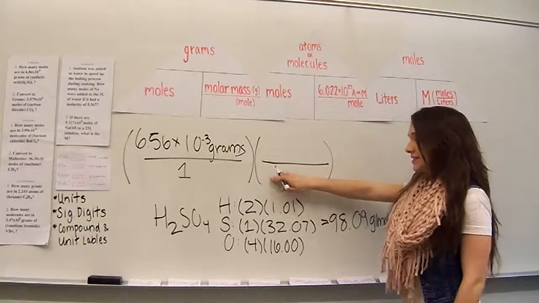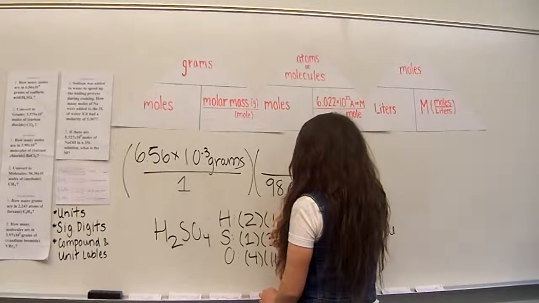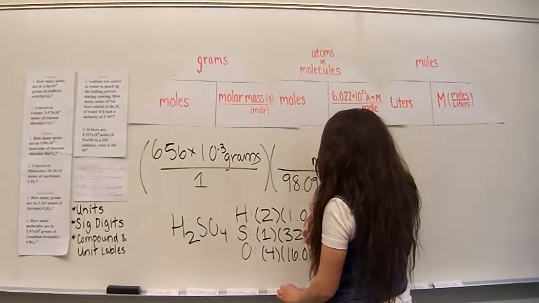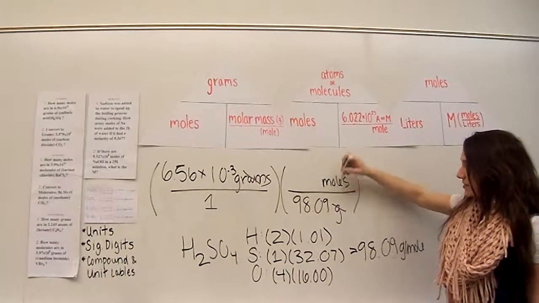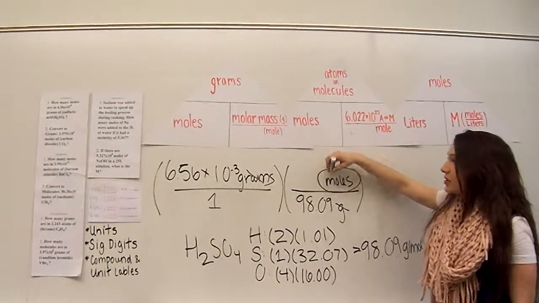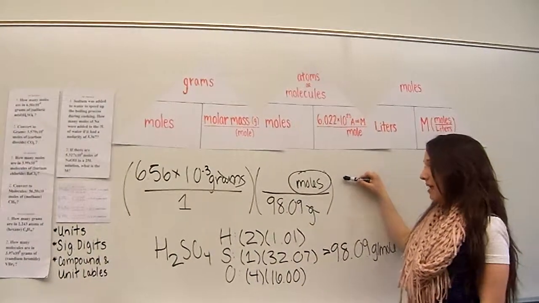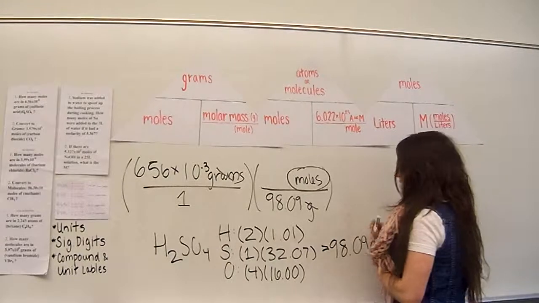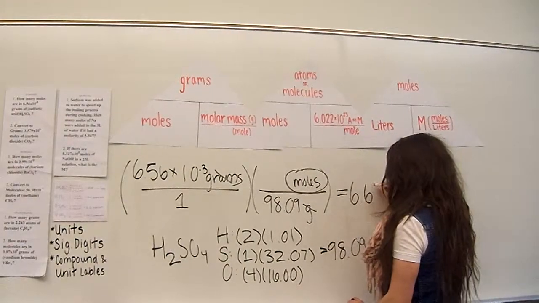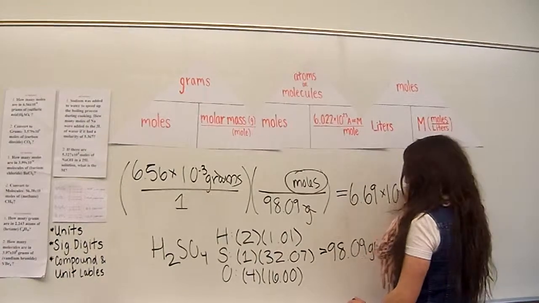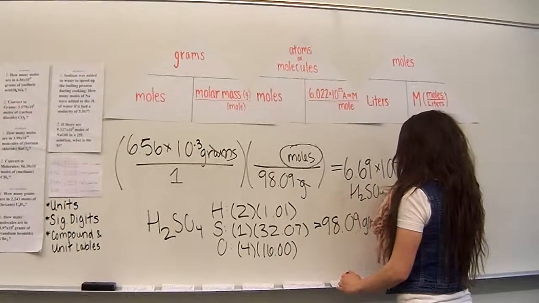We will be writing this on the bottom. We will write 98.09 grams, and then on the top, we will write moles. Grams will cancel out grams, and then we will be left with moles, which is what the problem asked for. Once you multiply everything on the top and divide it by everything on the bottom, you will receive the answer 6.69 times 10 to the negative fifth H2SO4 moles.